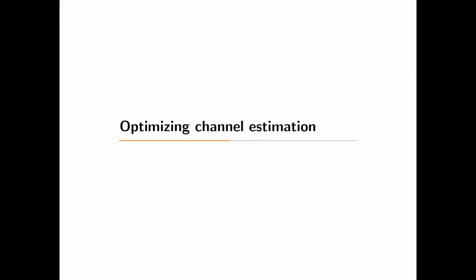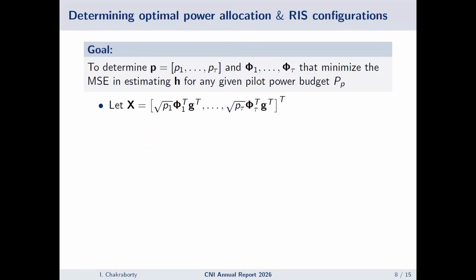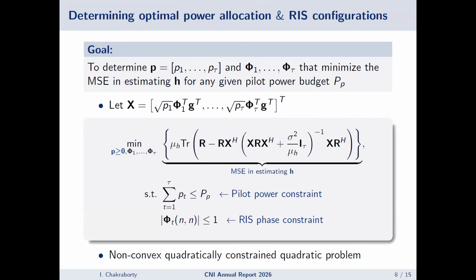Okay. Now the question is, how do you figure out these pilot powers and the RIS phase configurations during training? So we determine them so that it minimizes the mean square error in estimating the channel for a given pilot power budget. And here is our optimization problem.